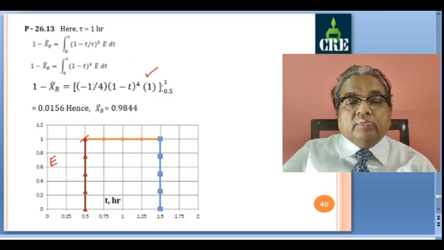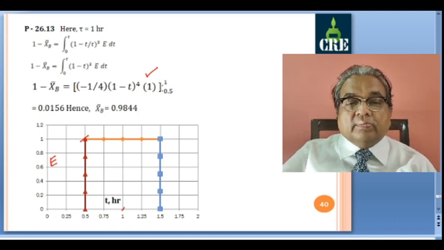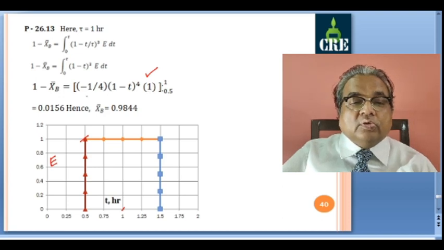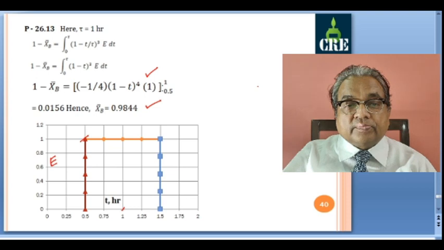Time required for complete conversion is 1 hour. Though we have the data on residence time up to 1.5 hours, our complete conversion will be in 1 hour only. So we will integrate up to this value 1, starting from 0.5 to 1. This is E equal to 1. The rest of the things you substitute, and this comes out to be 0.0156, and the mean conversion is 98.44. So almost nearing completion in this case.